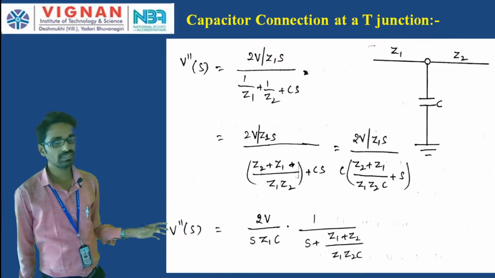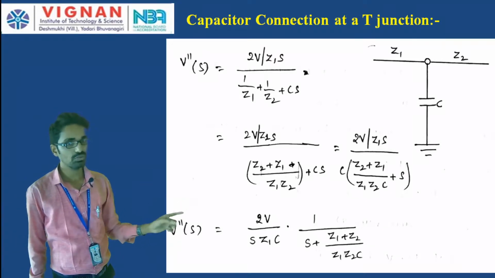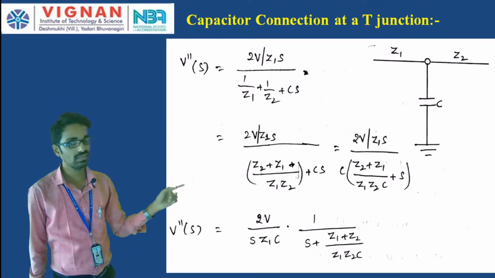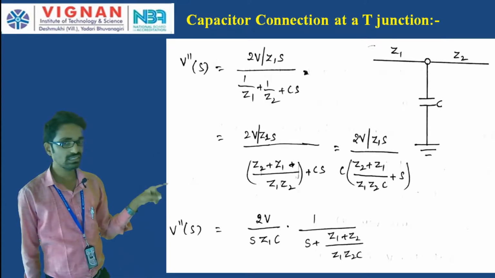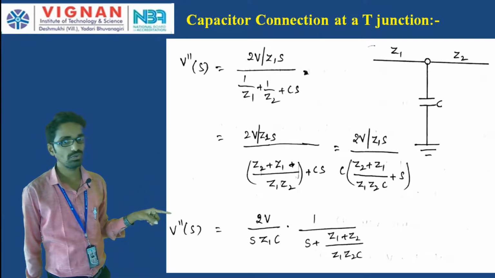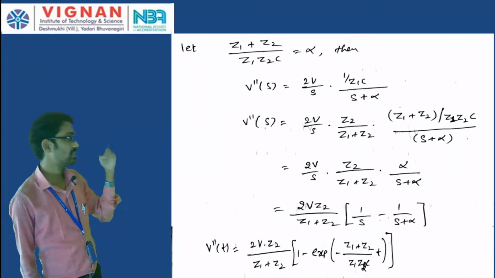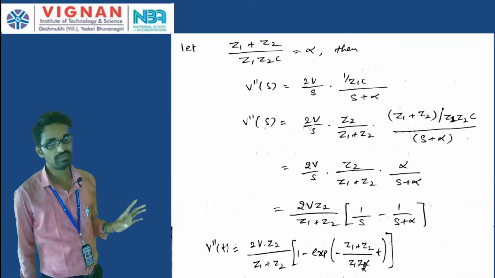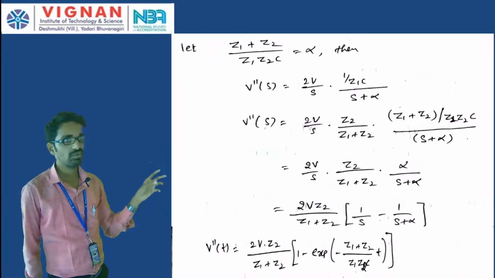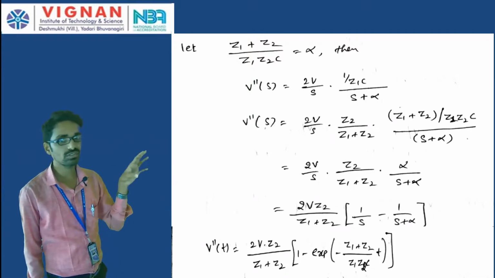So V double dash of S is equal to 2V by S into Z1 C into 1 by S plus Z1 plus Z2 by Z1 Z2 C. I am taking this term, Z1 plus Z2 by Z1 Z2 C, as alpha, because for simple calculation I am considering it as alpha, and at the last I will substitute the value of alpha.